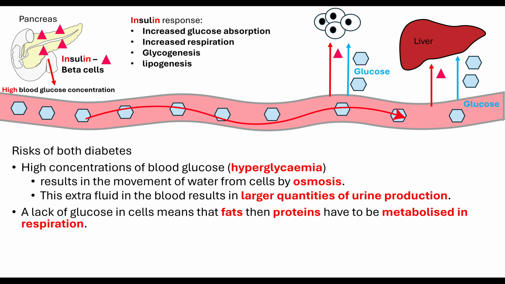So a lack of glucose in the cells means that fats, then proteins, but if we're breaking down our proteins, that results in organ damage. So that is a risk of both the diabetes. So it's important that the blood sugar levels are maintained within that narrow range. Remember, homeostasis is about maintaining this internal environment. So how exactly do we treat someone who has got type 1 diabetes and needs to inject themselves with insulin? Where does that insulin come from?